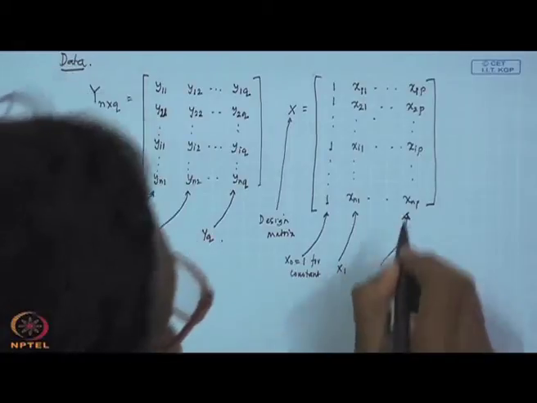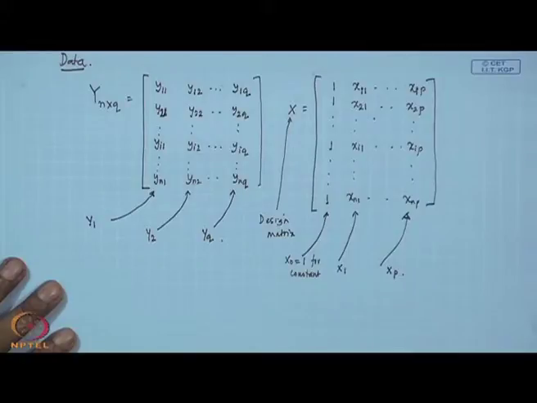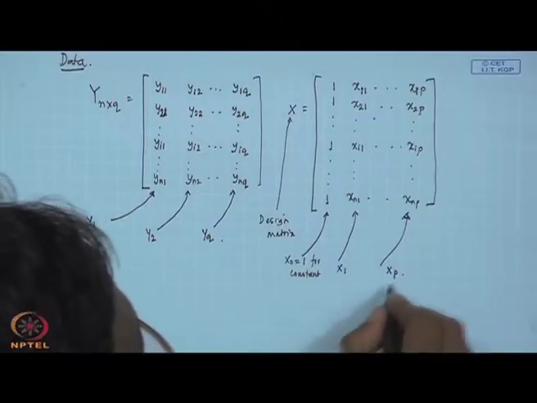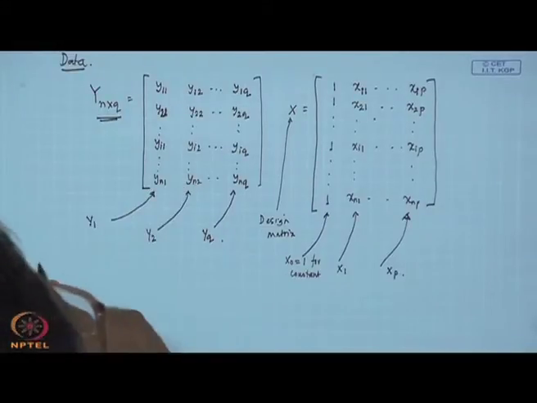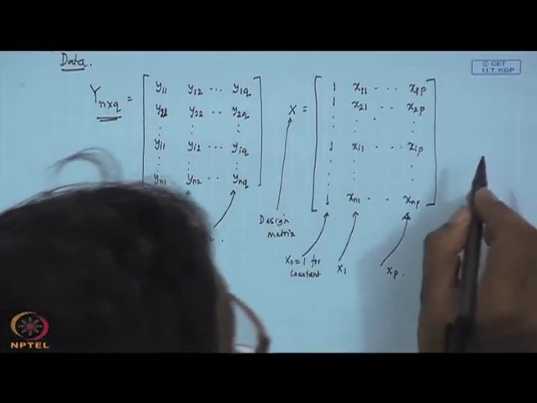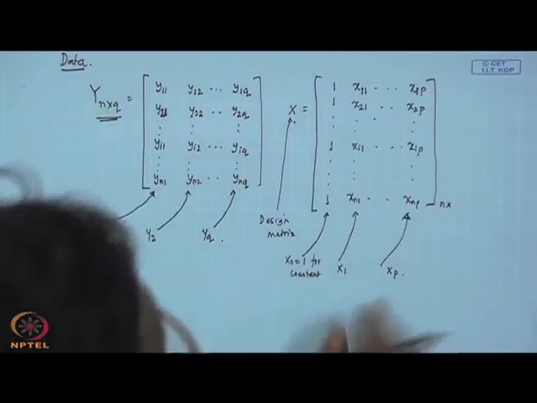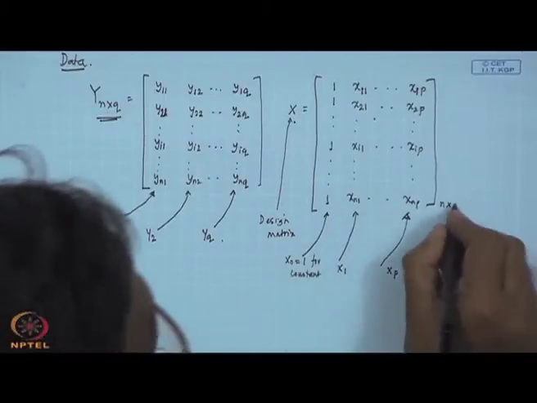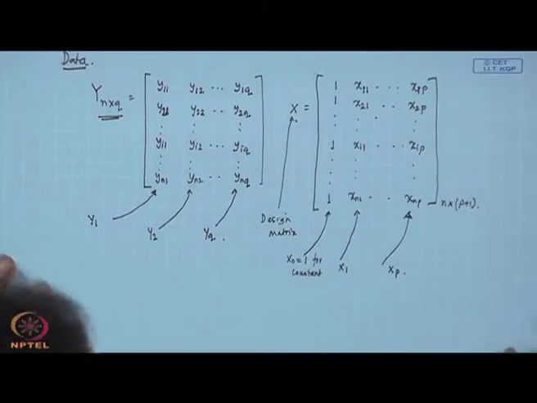So, this is your xp, the independent side. Then this is the n cross q y matrix, and the x matrix will be n cross p plus 1. Okay. So, if you take the ith observation now, we will take the ith observation.